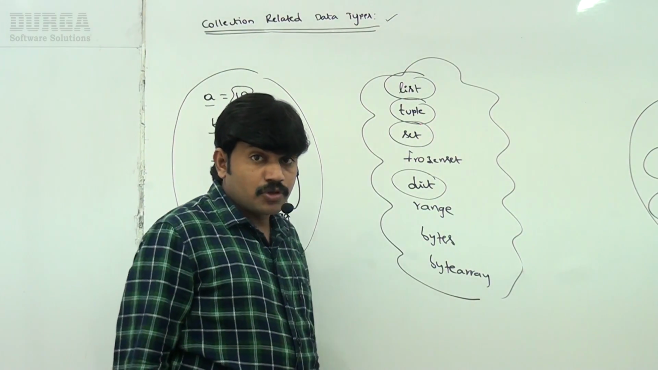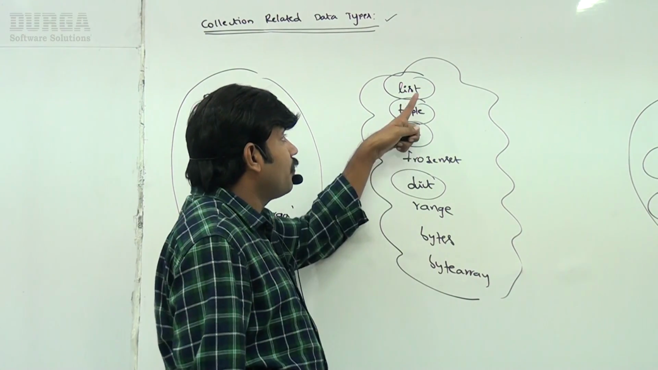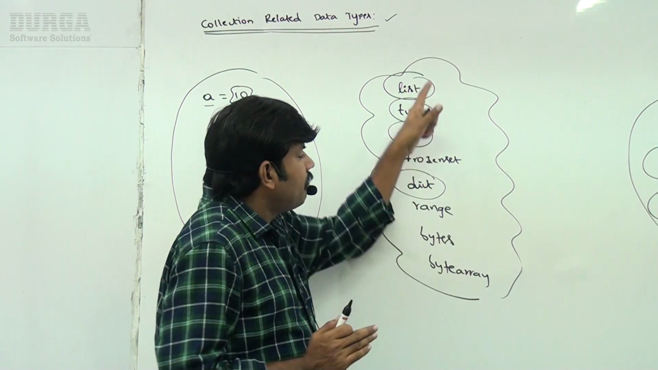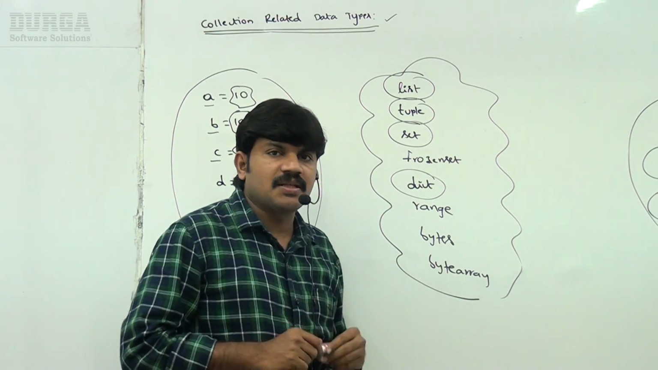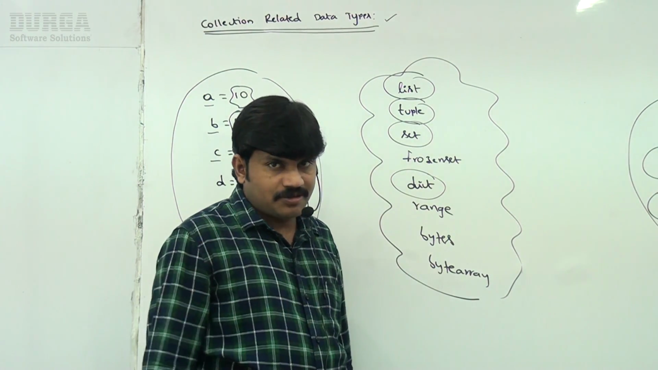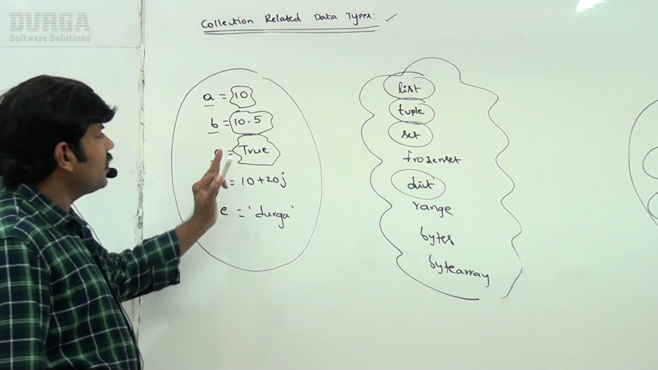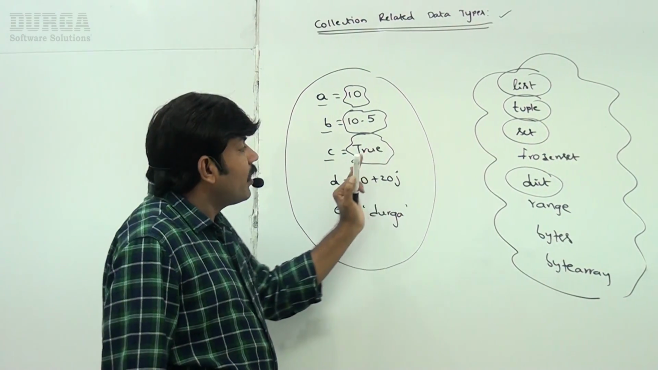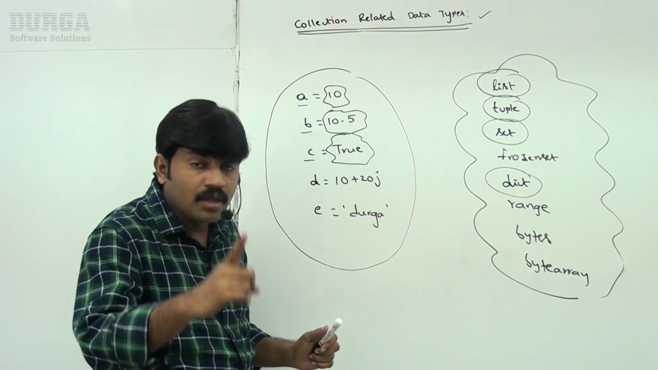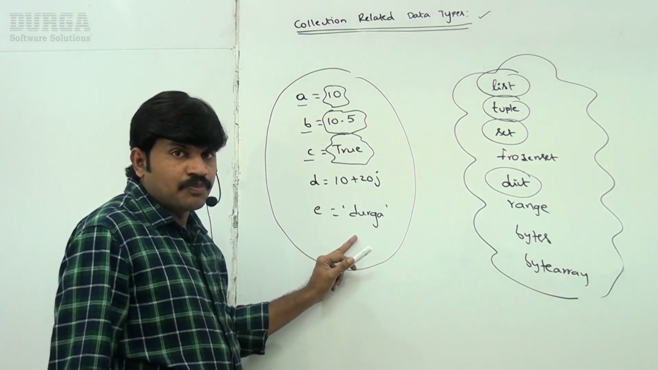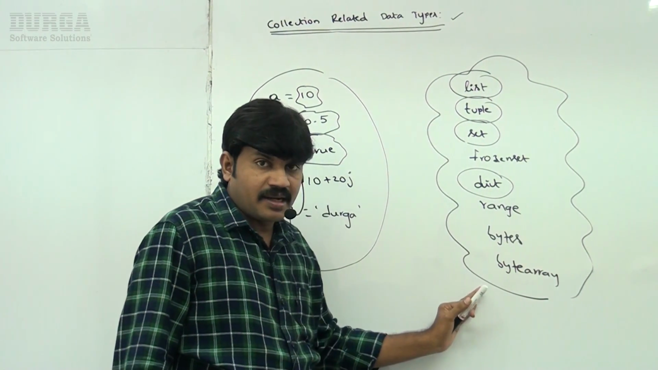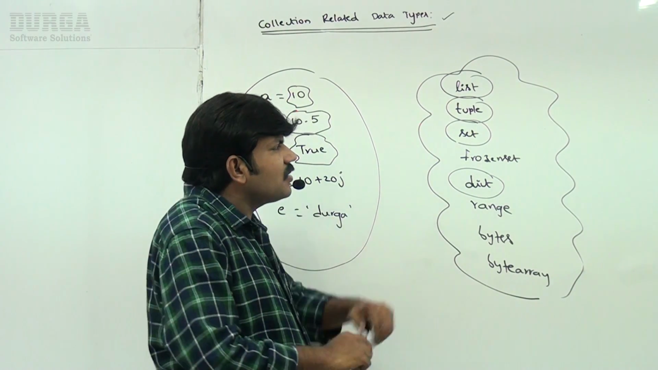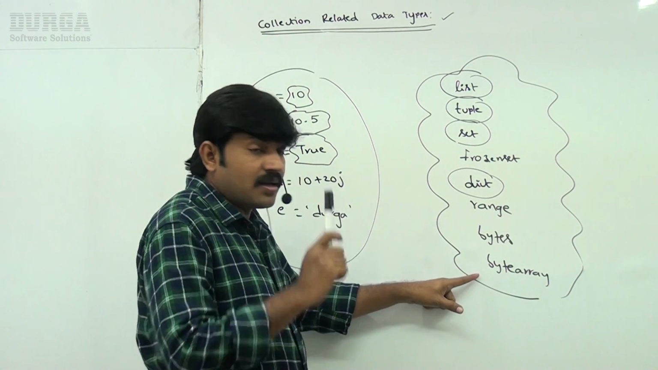The list topic is almost around 3 to 4 sessions. The topics list, tuple, set, dict, like this. But I have to show the basic idea about these things first. Take a bit of special care. Sir, can you please tell what is the main difference between fundamental data types and collection related data types? Fundamental data types can hold only one value at a time, but these collection related data types can hold multiple values. But there are some small differences, sir.